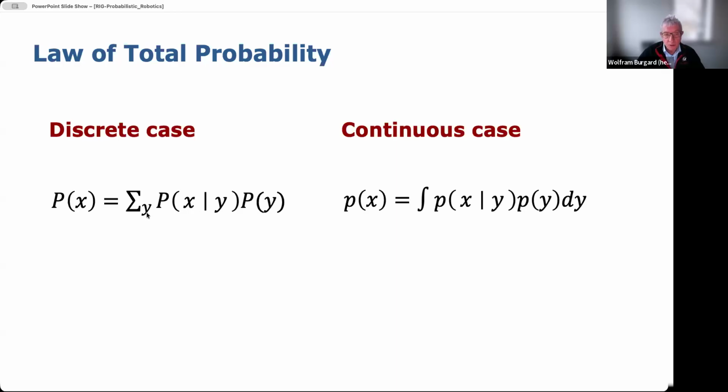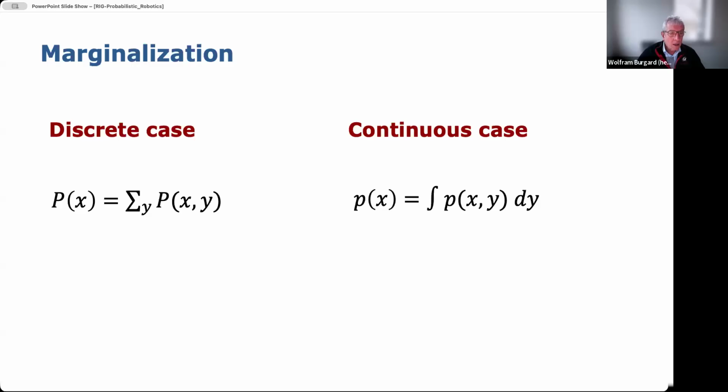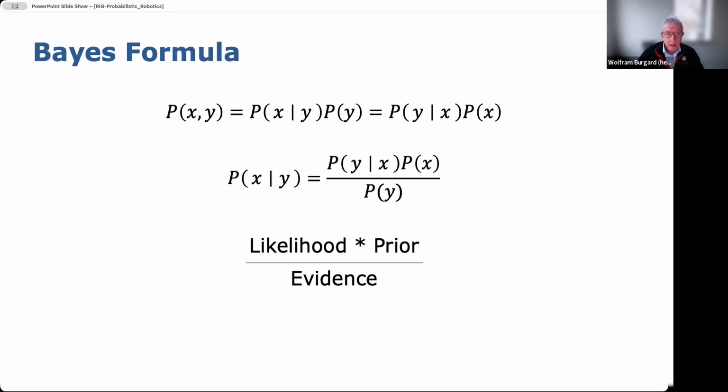But in principle, what we are doing here is summing over all y, and then we sum up all the values for P of x given y times P of y. And this is directly equivalent, if you remember the definition, to P of x equals sum over all y, P of x and y. Same for the continuous case. This is called marginalization. We will need this in a few seconds as well.